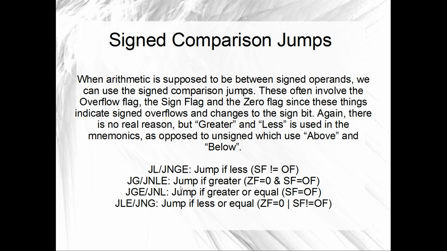JG, jump if greater. JGE, jump if greater or equal. And once again, remember that in Intel syntax, we're talking about the first operand being greater or equal to the second. So the other way around in AT&T, the second being greater or equal to the first.